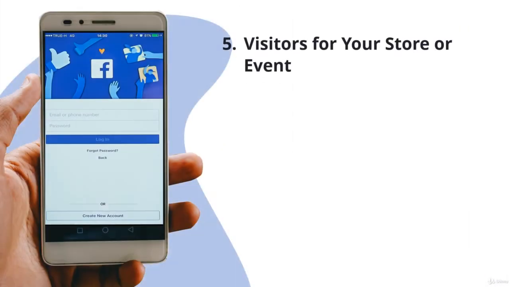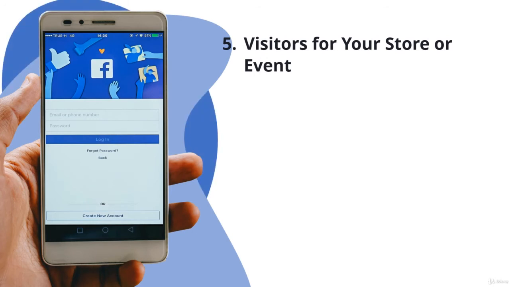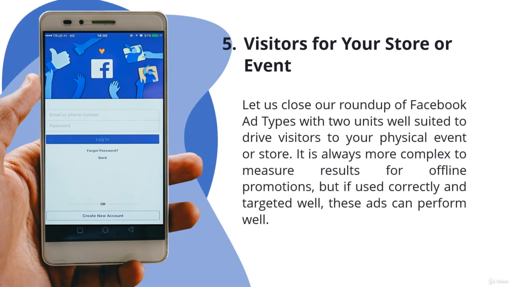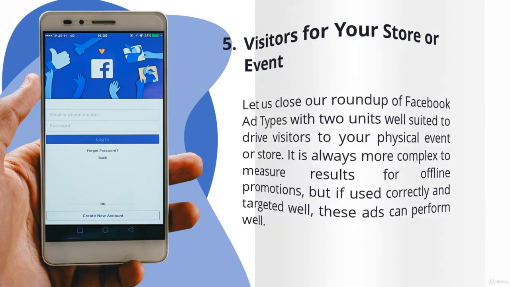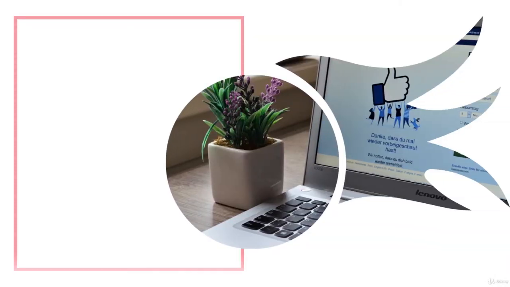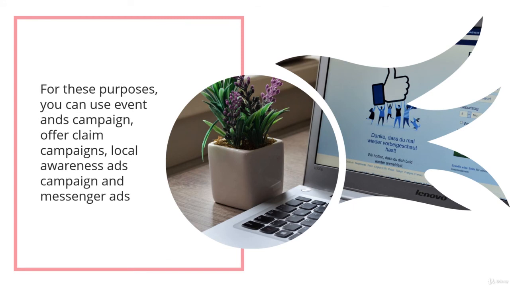5. Visitors for your store or event. Let us close our roundup of Facebook ad types with 2 units well suited to drive visitors to your physical event or store. It is always more complex to measure results for offline promotions, but if used correctly and targeted well, these ads can perform well. For these purposes, you can use event ads campaign, offer claim campaigns, local awareness ads campaign, and messenger ads.